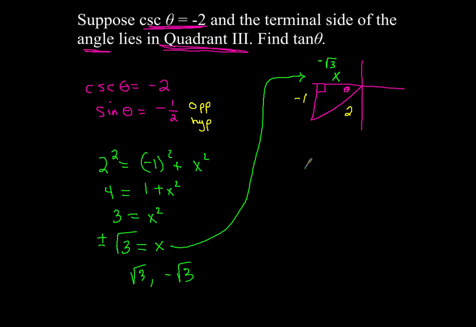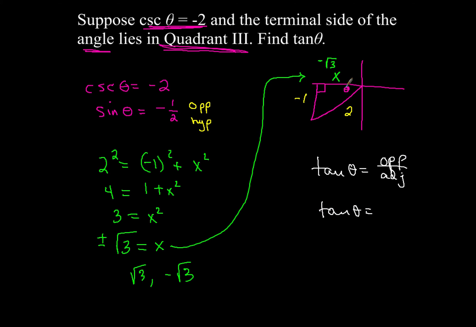Now, what I'm asked to find is tangent. So tangent of theta, remember, from geometry days, tangent is going to be adjacent over opposite. Oops, wait, no, that's cotangent. See, I'm thinking of reciprocal functions here. Tangent, of course, is going to be opposite over adjacent. So now that I know all 3 sides of my right triangle, I simply just go ahead and fill in the value that I need for tangent of theta.